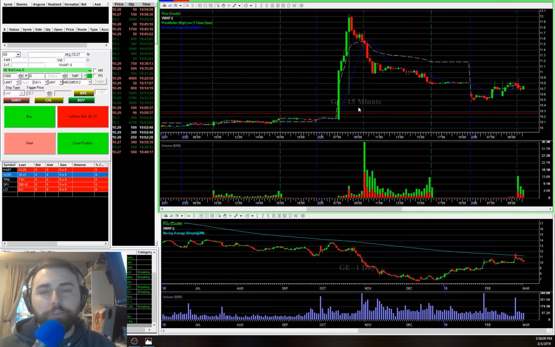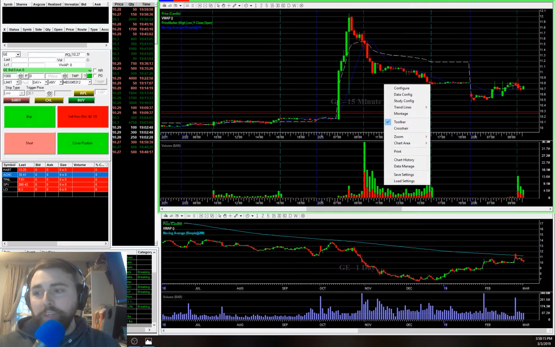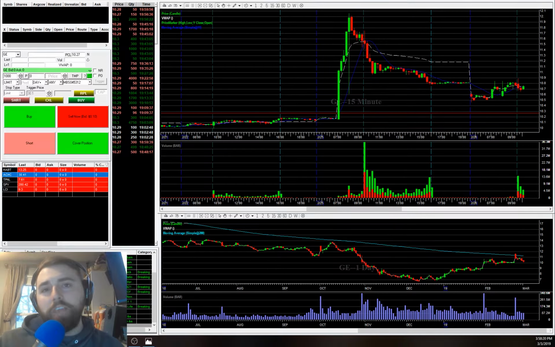Obviously this isn't a 15-minute period, but we're looking at AWX in a 15-minute period as well. So it goes to show you that it can happen with any stock, but obviously the chances of it happening on lower float stocks are way higher because there are fewer shares to move around.